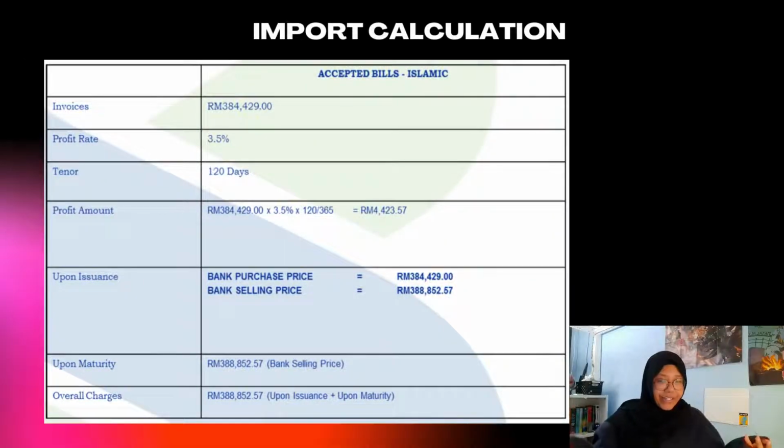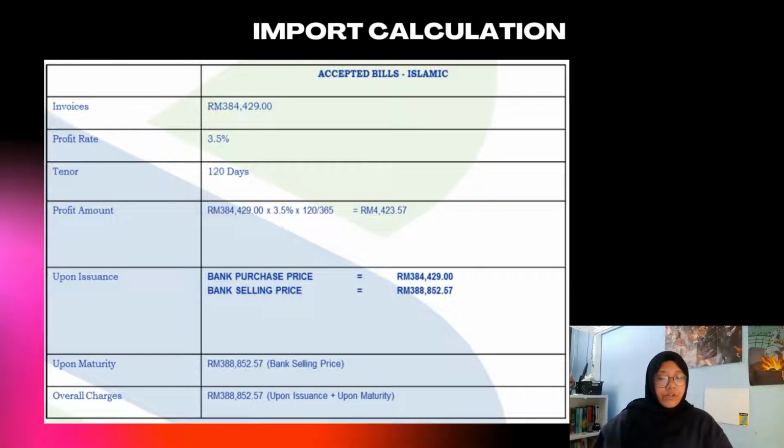Next is import calculation. First, invoice, which is 384,429 ringgit. Second is profit rate, which is 3.5%. Third is tenor, 120 days. Next is profit amount, which is as shown. Upon issuance, bank purchase is RM384,429, but bank selling price is RM388,852.57.